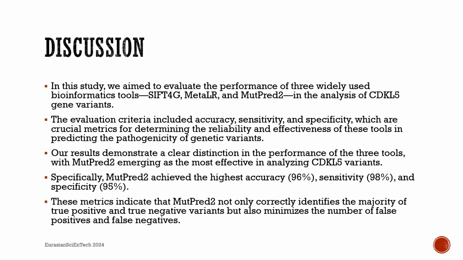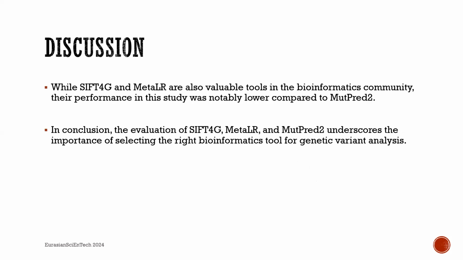Specifically, we can say that Multipred2 achieved the highest accuracy at 96%, sensitivity at 98%, and specificity at 95%. These metrics indicate that Multipred2 not only correctly identifies the majority of true positive and true negative variants, but also minimizes the number of false positives and false negatives. While SIFT4G and meta-LR are commonly used and valuable tools in the bioinformatics community, their performance in this study was notably lower compared to Multipred2.